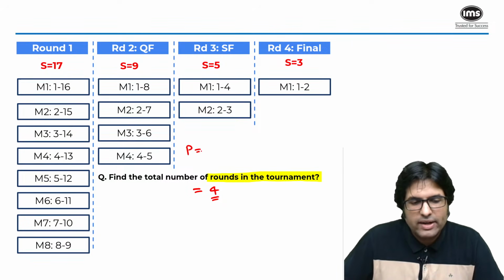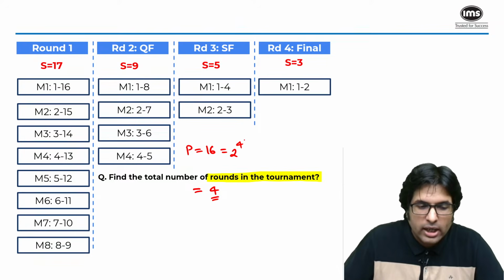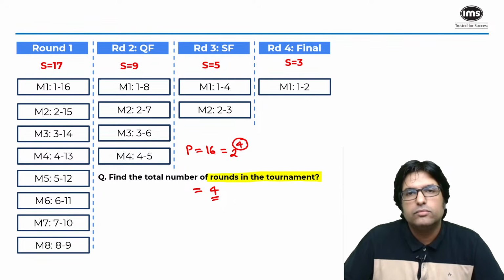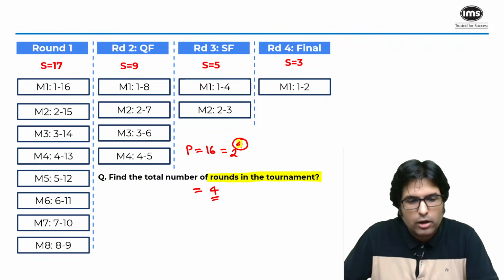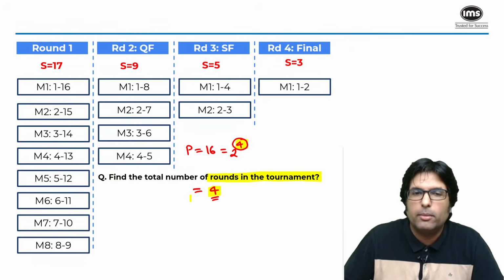The total players we had were 16. 16 is 2 raised to the power 4. So if 16 is 2 raised to the power 4, this part of power or index or exponent, whatever term you may want to call it, this part of 4 is our actual answer for number of rounds.